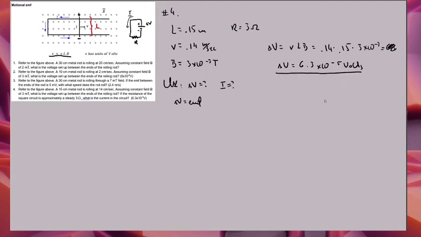So this would be the voltage across the rod, and then the current I would be delta V over R from Ohm's law. That would be 6.3 times 10 to the negative fifth divided by 3. And so for that we would get 2.1 times 10 to the negative fifth amps. And that's that.